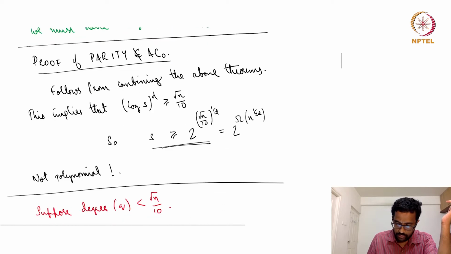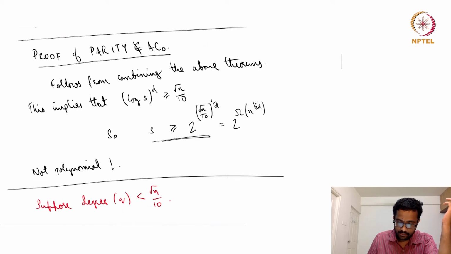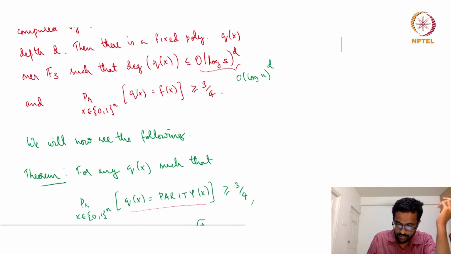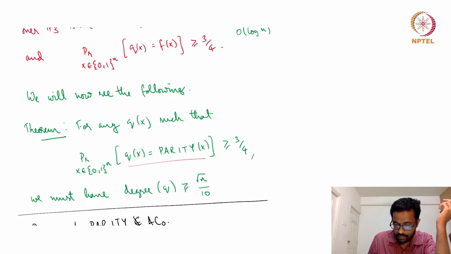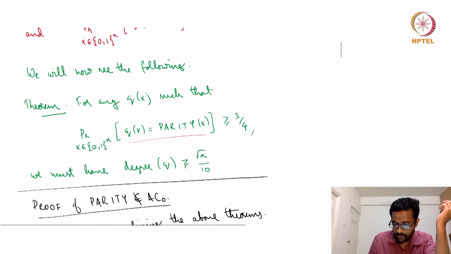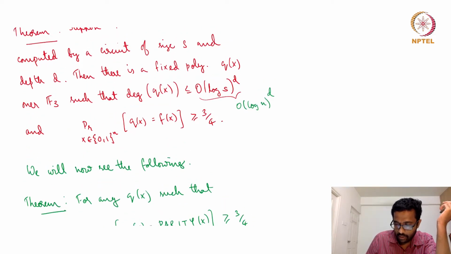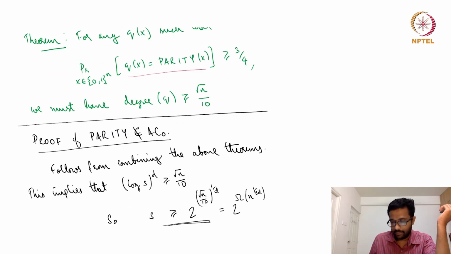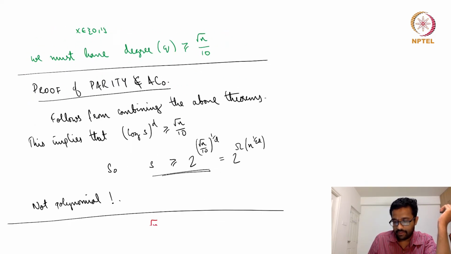Okay, so this is what I just said. If you combine the above theorems, what it's saying is that if parity has to be approximated by a polynomial in this manner, the degree has to be at least square root n divided by 10, which means order (log s) to the power d has to be at least square root n divided by 10, which means s has to be at least 2 to the power (square root n divided by 10) whole to the power 1 by d, which you can just write as 2 to the power n to the power 1 by 2d, right?